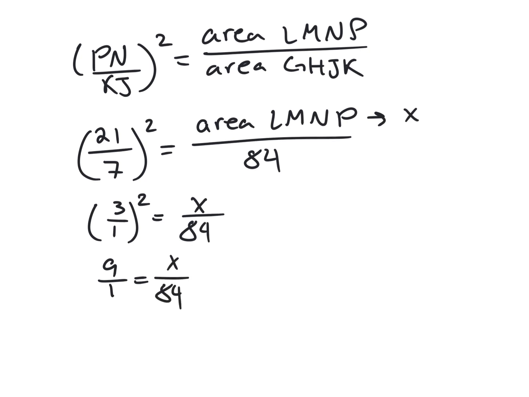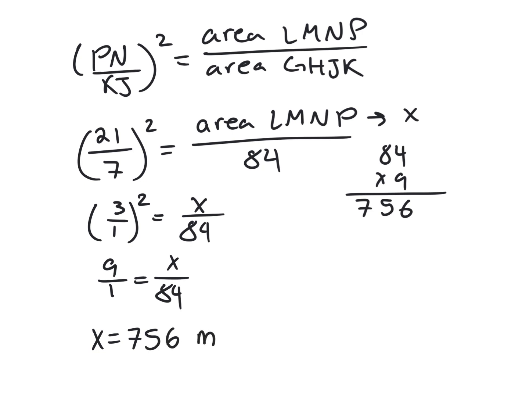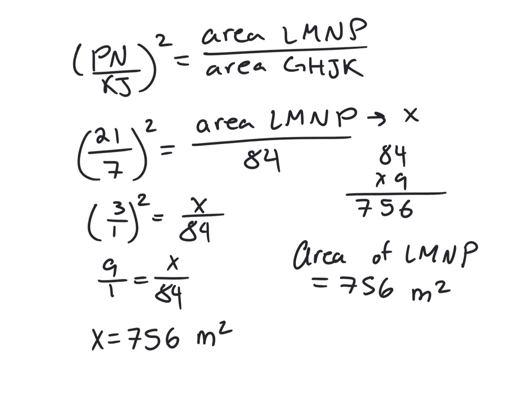We're going to cross multiply 84 times 9. It's going to give us 756. So x equals 756 meters squared. So the area of LMNP equals 756 meters squared. So we cross multiply the 9 and the 84 and the x and the 1. It just happens that x times 1 is just x, and that's how we got to x equals 756 a lot faster.